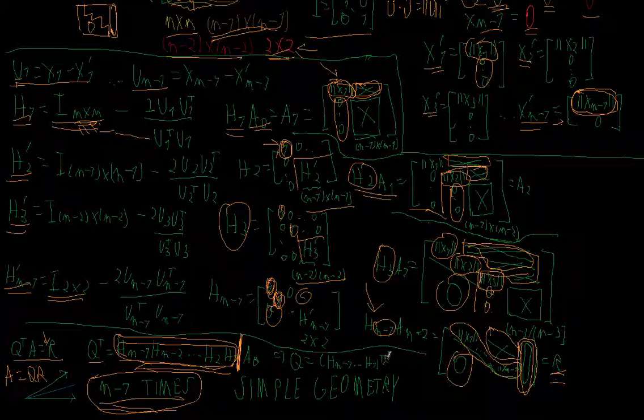Q is equal to the product of all those Householder transformations transposed. And remember that the transpose of A times B is equal to B transpose times A transpose, from right to left. And so here's the same thing. You could write out this H sub n minus 1 until H sub 1 transpose as H sub 1 transpose, H sub 2 transpose times blah blah blah until H sub n minus 1 transpose.